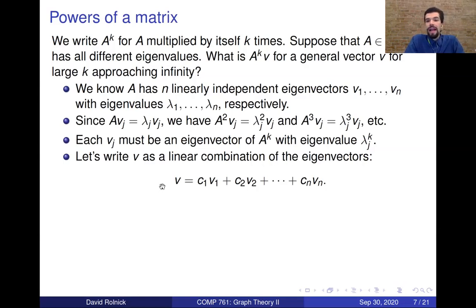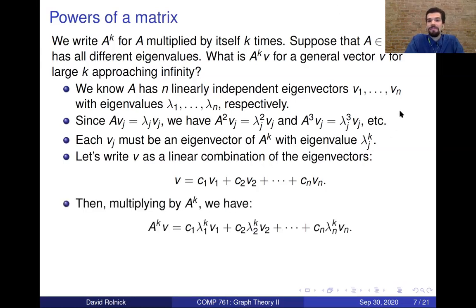Yeah, we're going to want to apply A to both sides of the equation because we're looking at A to the k v, right? So what happens if we do A to the k v? A to the k v is going to be equal to this other linear combination of the eigenvectors. And the cool thing is that the eigenvectors are eigenvectors of A to the k with eigenvalues lambda 1 to the k, lambda 2 to the k, and so on. So just by multiplying by A to the k, we get another combination of the same eigenvectors.